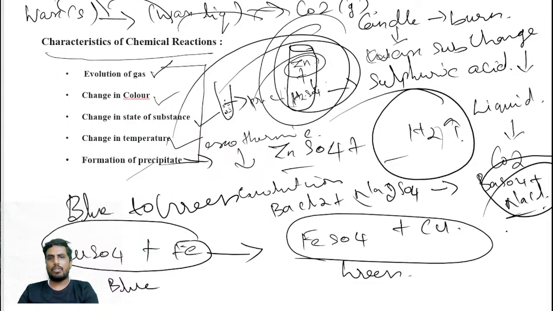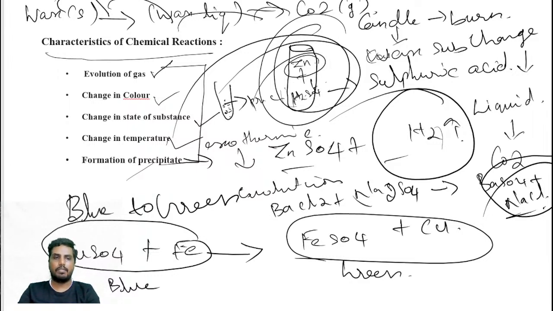Okay, so these are the characteristics of a chemical reaction. Once the chemical reaction happens, once it completes, these are the characteristics you can see. Any one of the characteristics. I don't mean that all of them will be there. You can see any one of them during the chemical reaction. I hope everyone understood about chemical reactions, right?